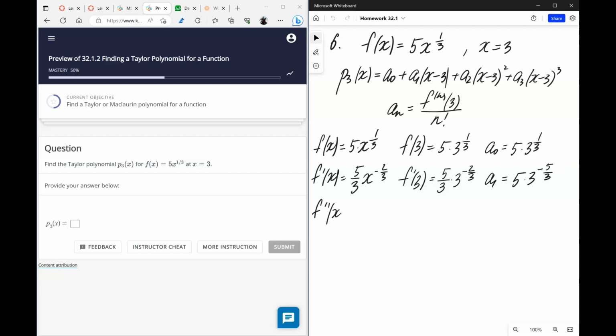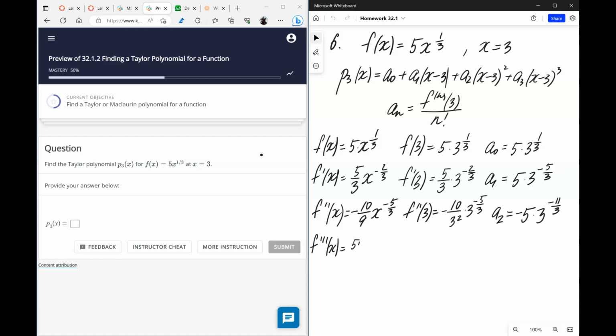The second derivative is now negative 10/9 x to the power negative 5/3. So the second derivative evaluated at 3 is negative 10/9, which is 3 squared, 3 to the power negative 5/3. So a2 is equal to half of that, according to the formula. So it's going to be negative 5, 3 to the power 11/3.